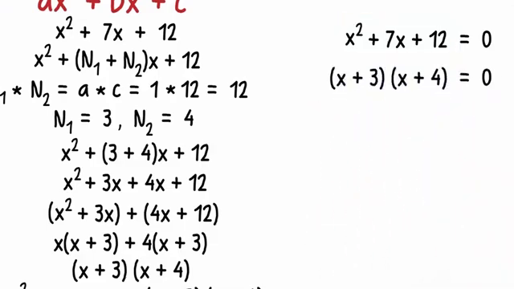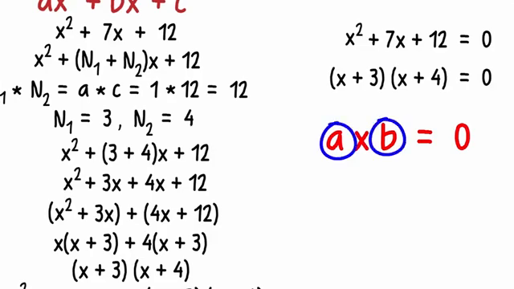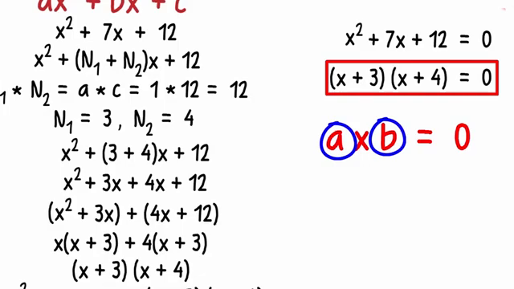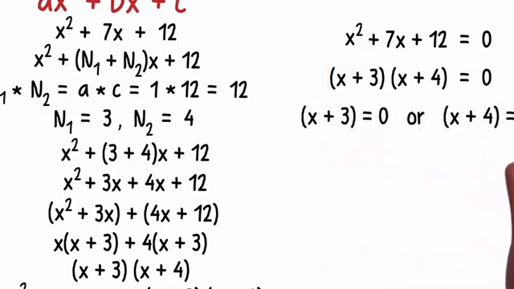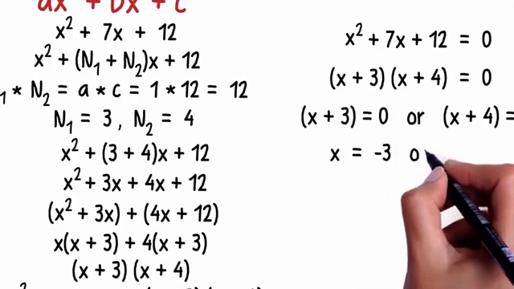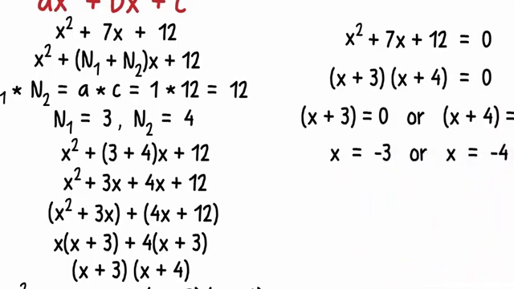To find the solution or the roots, all we need to do is factorize the polynomial on the left. As we have already seen how it's factorized, we can write this as x plus 3 times x plus 4 equals 0. Now I want you to think about it logically. When the product of a and b is equal to 0, we can say that at least one of them will be 0. Either a or b will be 0.